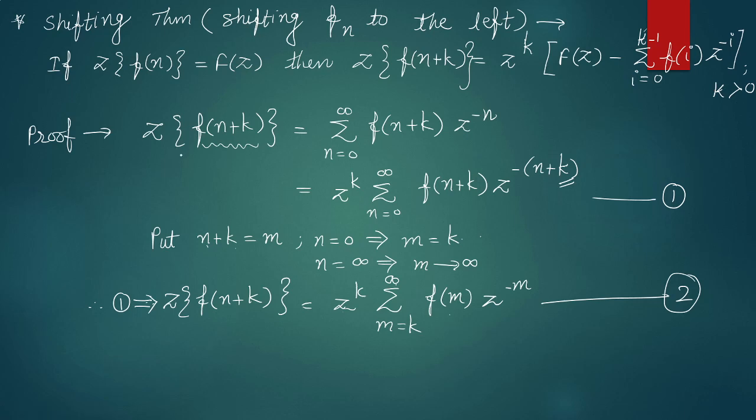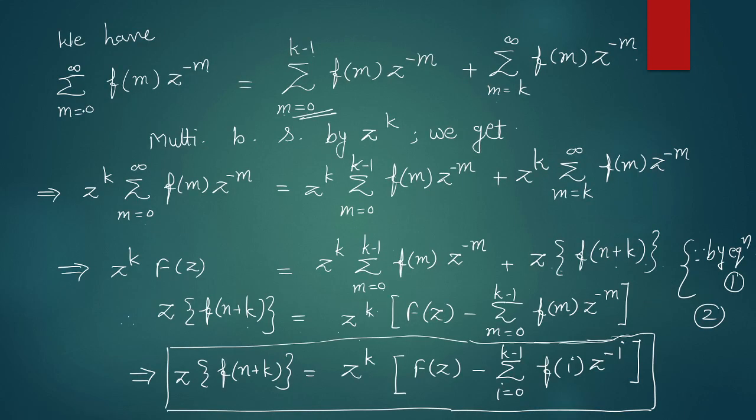Now for this we consider the left hand side of the proof, that means z transform of f of n plus k. Apply the definition here, then adjust the z to the power k here, then we substitute n plus k equal to m. Therefore, we find out the limit: for n equal to 0, m equals k in terms of summation here, and secondly the upper limit is infinity, therefore n equal to infinity, m tends to infinity. Now therefore equation 1 implies z transform of f of n plus k equals z to the power k as it is in terms of summation m equal to k to infinity f of m z to the power minus m. This gives equation number 2.